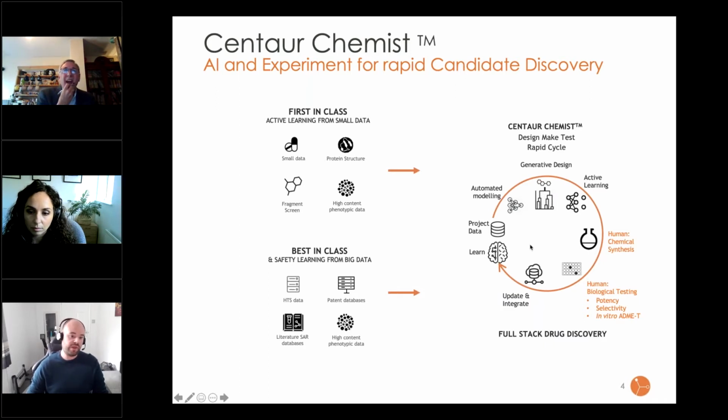And where we do have protein structures available, we can use these structural constraints to help guide the generative methods, and particularly with the fragment hotspot maps, where you have a protein structure but not much else, this can really help guide where those constraints should be.